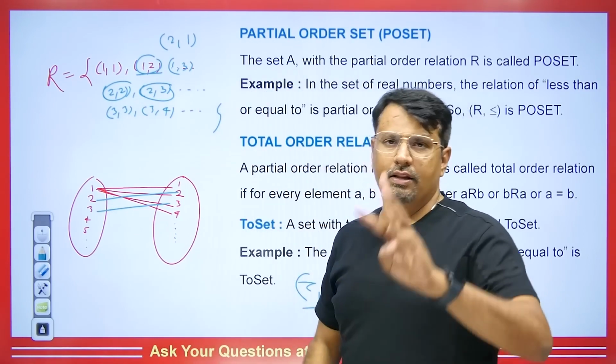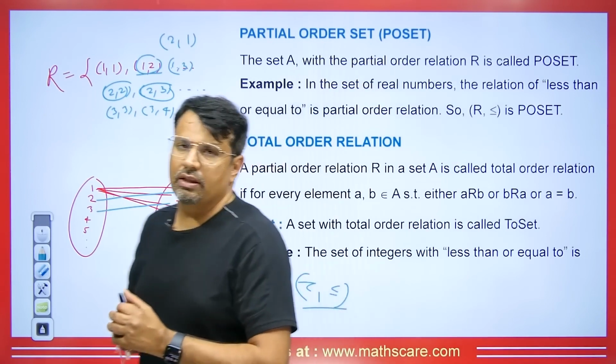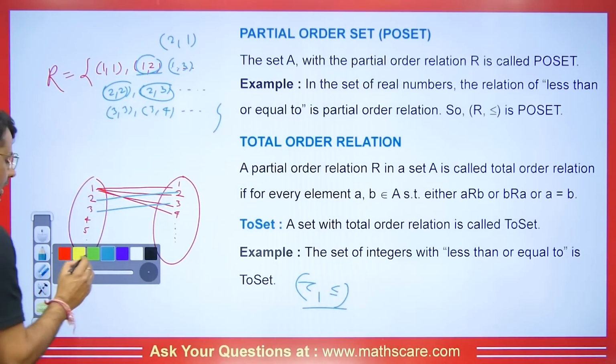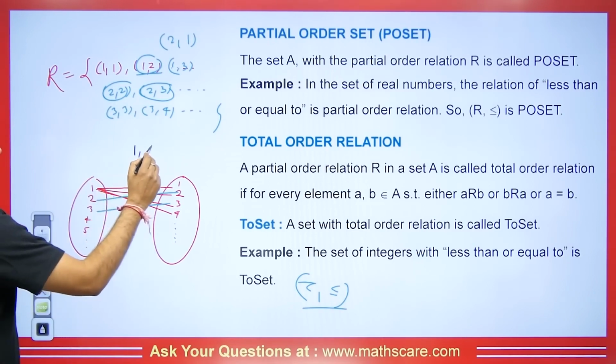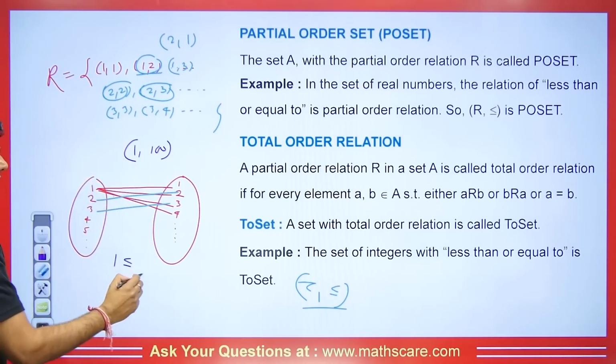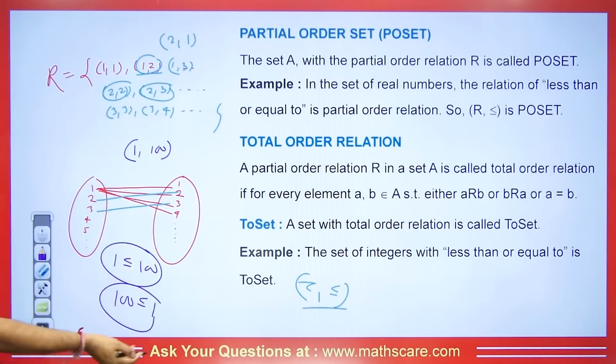So this set will be a POSET. Now we have done the total order relation. The total order relation means something like this. Let me show you an example. If I say that 1 is related to 100, is 1 connected to 100? You will say yes sir, because 1 is less than or equal to 100. But you will say no sir, 100 is not less than or equal to 1.